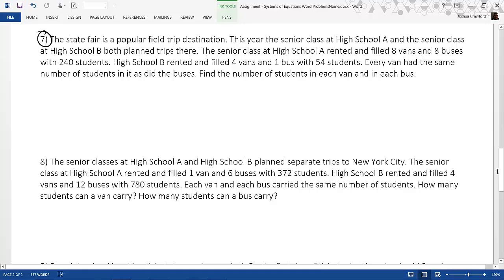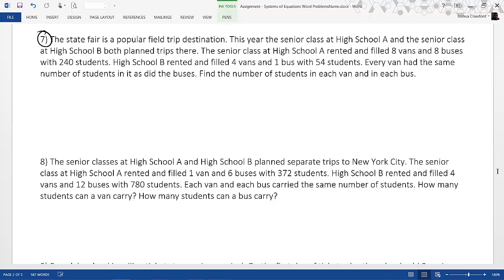The State Fair is a popular field trip destination. This year, the senior class at High School A and the senior class at High School B both planned trips here. The senior class at High School A rented and filled 8 vans and 8 buses with 240 students. High School B rented and filled 4 vans and 1 bus with 54 students. Every van had the same number of students as did the buses. Find the number of students in each van and in each bus.